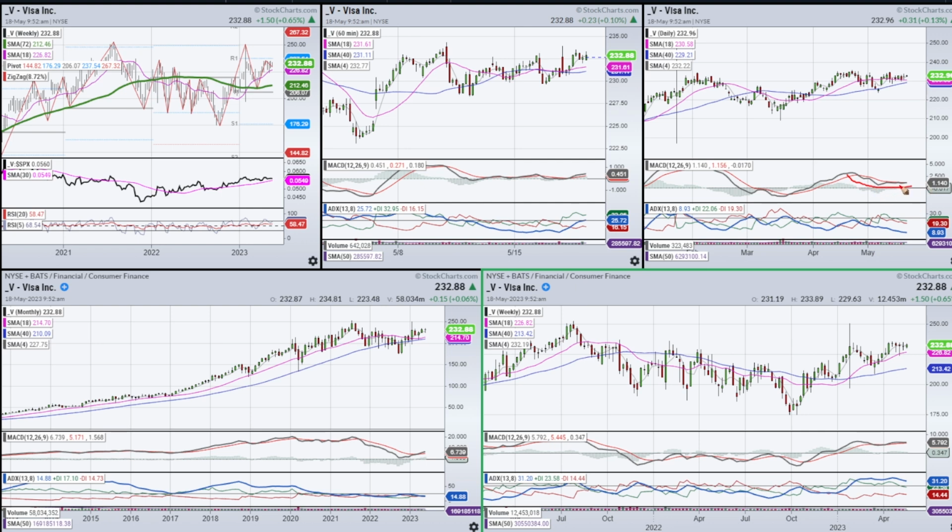landing kind of developing here with low ADX. So I really want this to break out. I'd love to see a big green bar here. You could look at that on the hourly and get a big green bar to kind of kick this thing off. I'd like to see volume behind it.